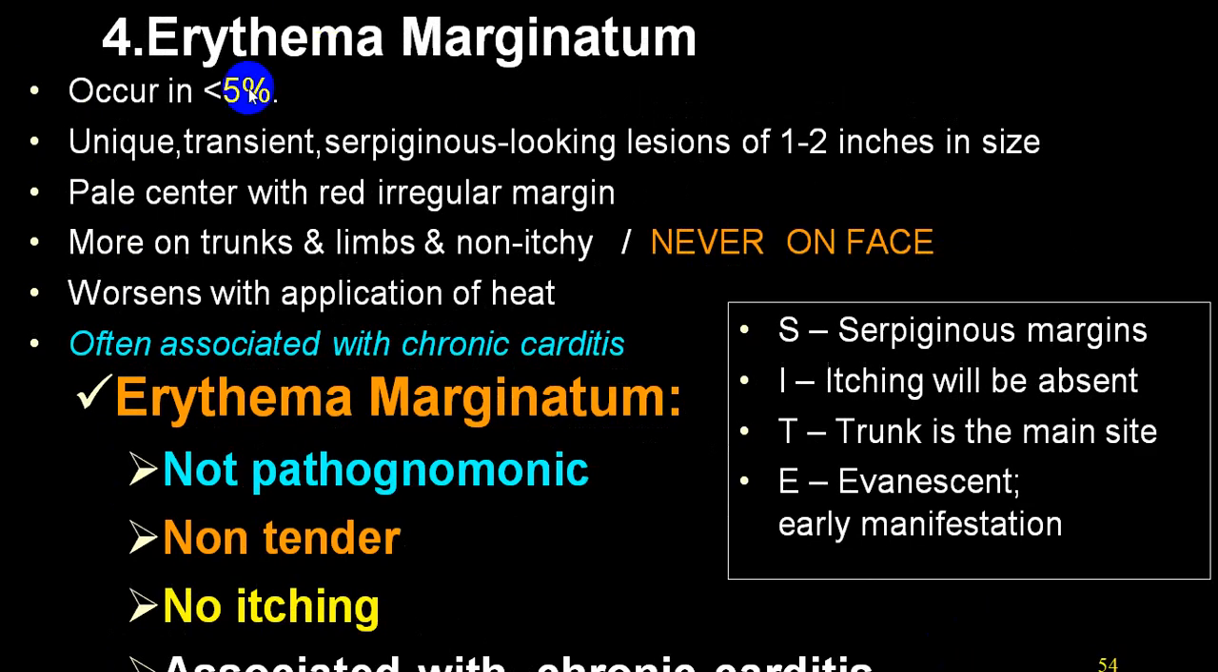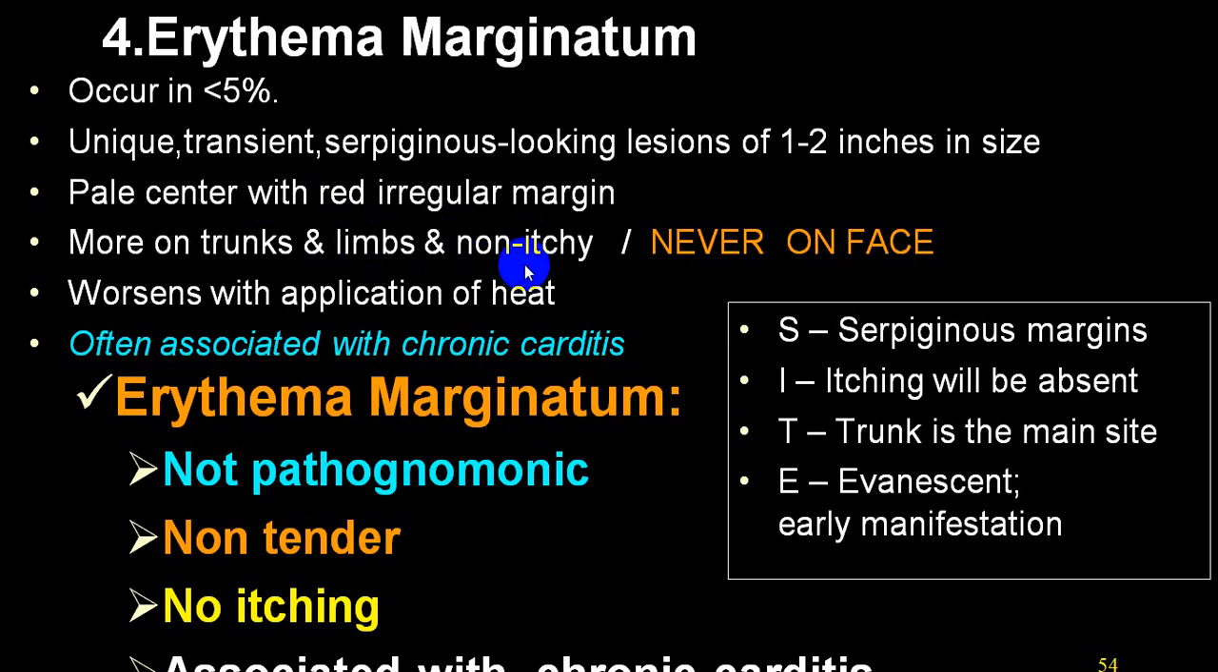The fourth major criteria is erythema marginatum, which occurs in less than 5%. It is unique, transient. The margin of that rash is reddish, that's why it is called erythema, is redness, and marginatum is margin. And it is 1 to 2 inch in size, irregular in shape. The center part is pale with a red irregular margin. It is never seen on the face. It is maximum seen on the trunk, limb, mainly on the lower limb, more common on the back.